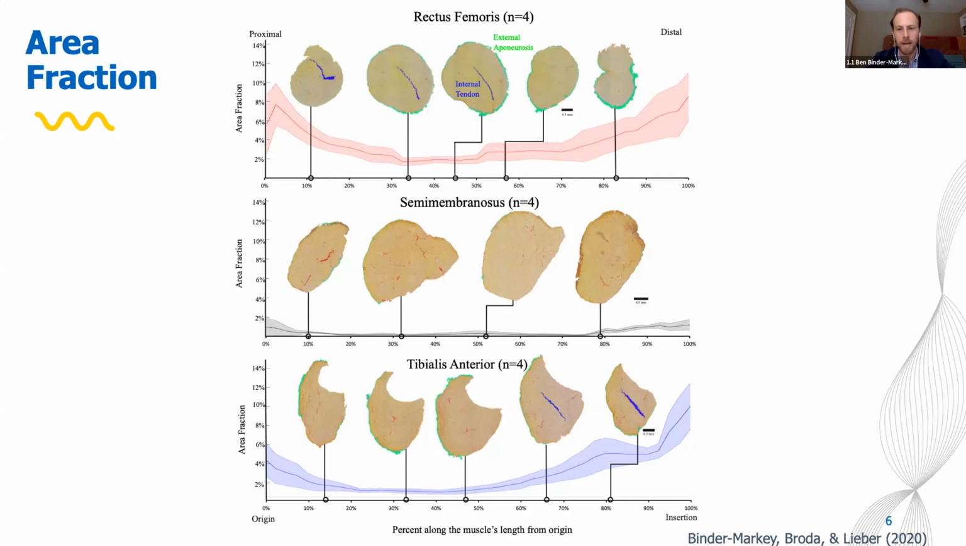These plots show the average area fraction of dense connective tissue with 1 standard error along the length of each of the 3 muscles. Increases at the proximal and distal ends are again present as they were with the collagen content measurements.